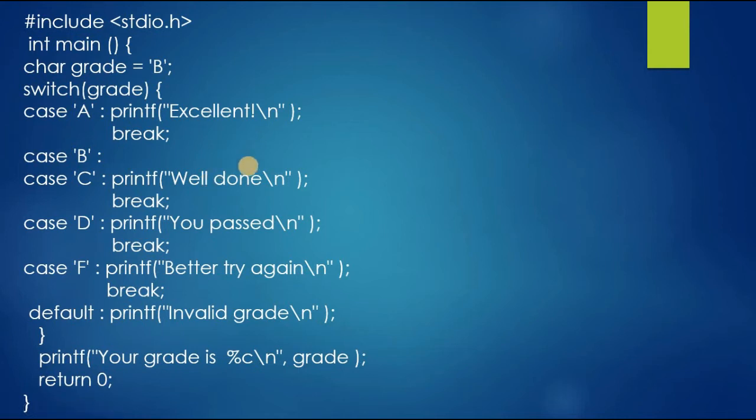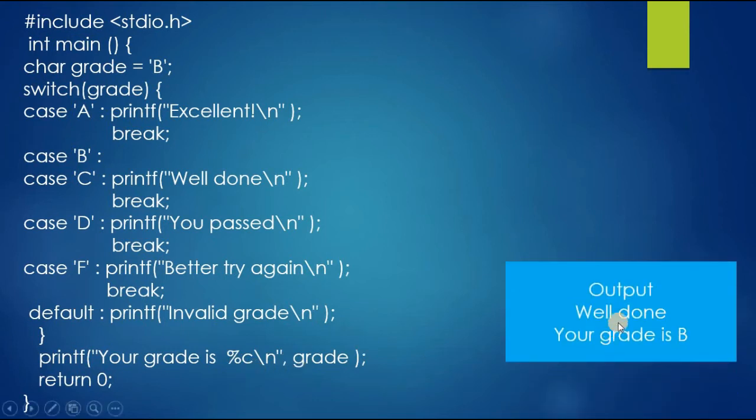After executing the switch case, it will go to the else part of the program, and in the else part we have written "your grade is a %c". %c means what we have written there, B, since grade is already declared as B. So it will take the value as "your grade is a B". So what will we get as output? We will get the output "well done, your grade is a B". This is how the switch case works.